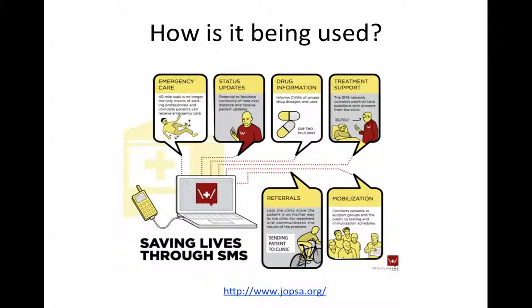In some cases for Frontline SMS, you have a distributed community. For example, some live far away from population centers, and very few have access to medical services on a face-to-face level. So you can use Frontline SMS to push out status updates, drug information, keep people on schedule in terms of taking their medication, treatment supports, referrals, mobilization, etc.